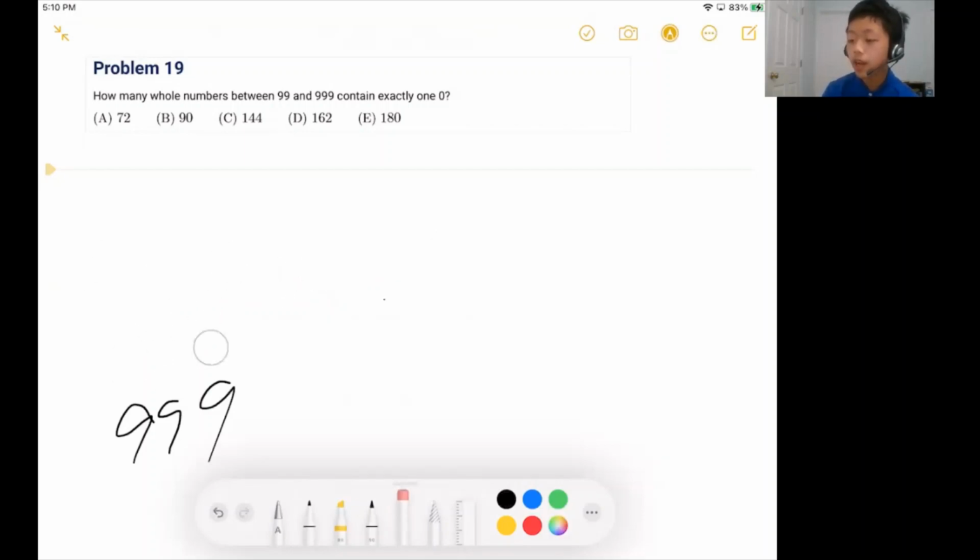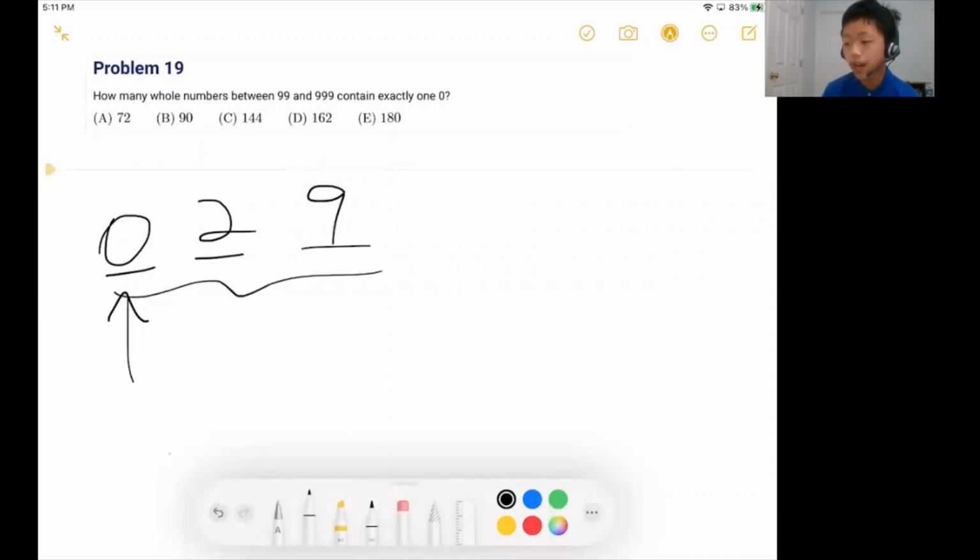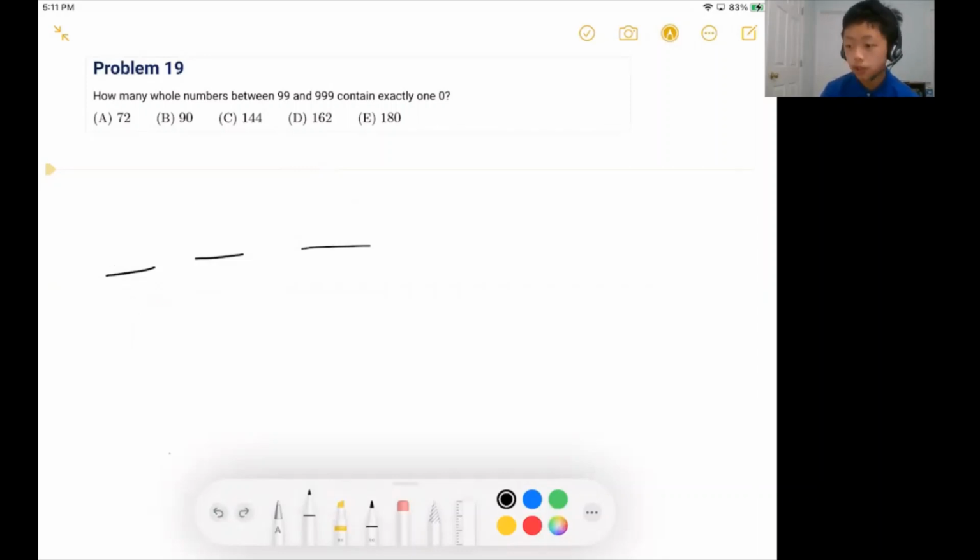So notice that all the numbers between 99 and 999 are 3-digit numbers, and we need exactly one of these 3 digits to be a 0. We know that the first digit cannot be a 0, because if we have a 0 in the first digit, let's say 029, that's clearly invalid, because that would give us a 2-digit number. 029 is just 29, which is not between 99 and 999. So the 0 cannot be in the first position.